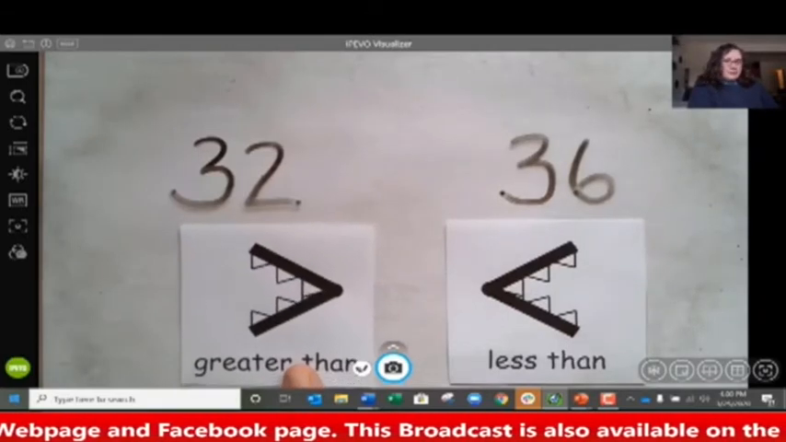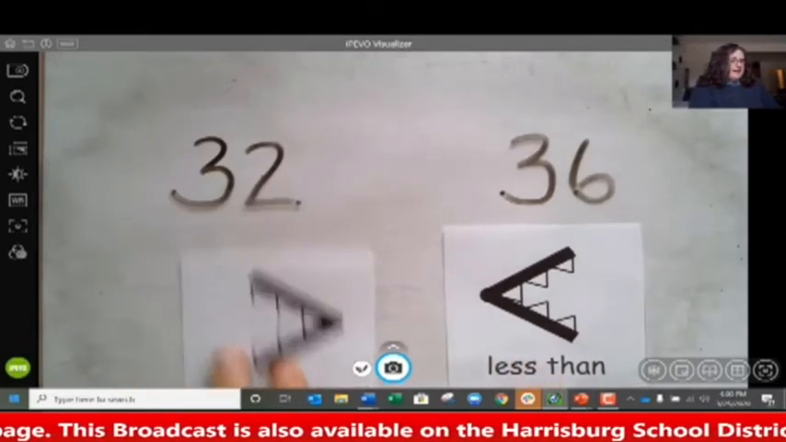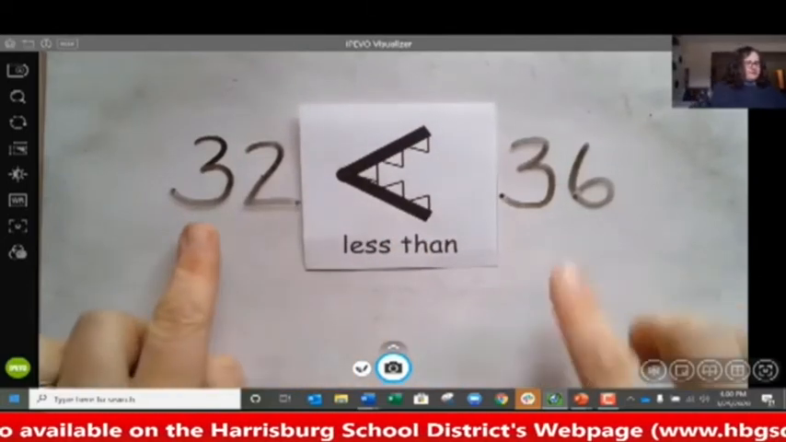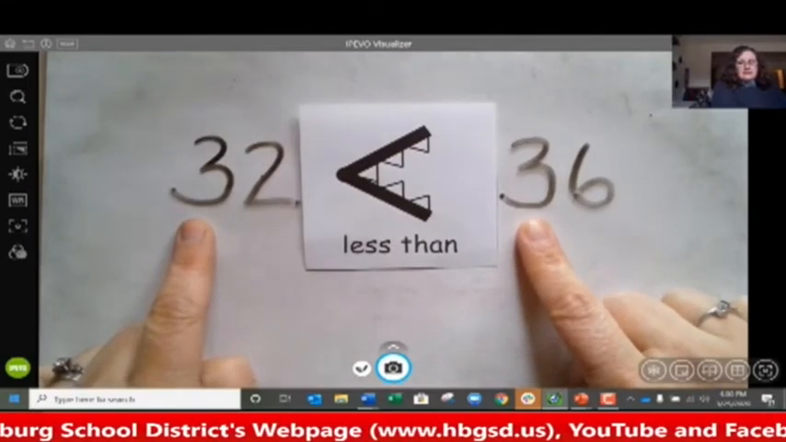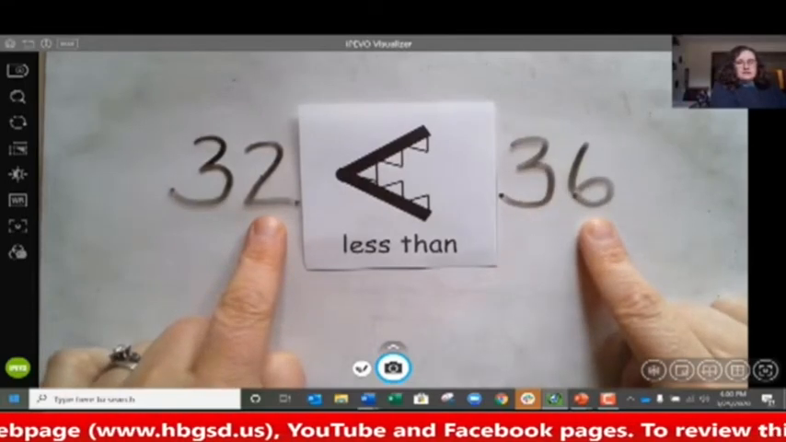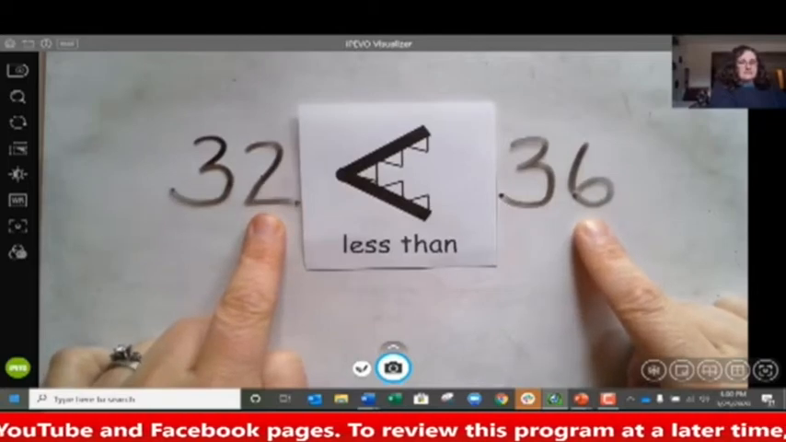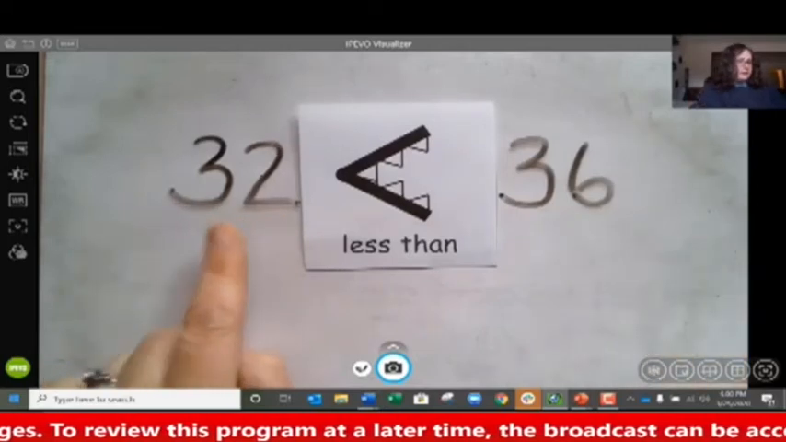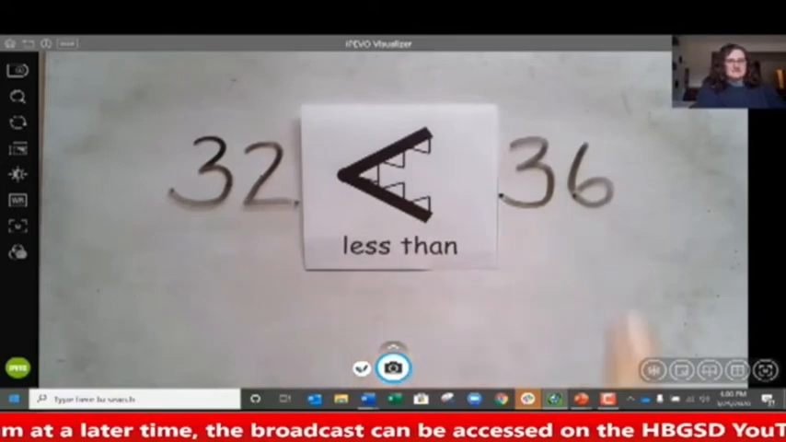Did you put a greater than or a less than symbol? I would put less than. Both of these numbers have 3 tens. So what does that mean I need to look at next? Did you say the ones place? When I look at the ones, which is more, 2 ones or 6 ones? Did you say 6 ones? That means that 32 is less than 36.